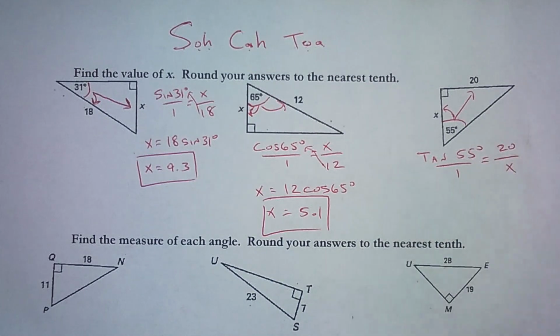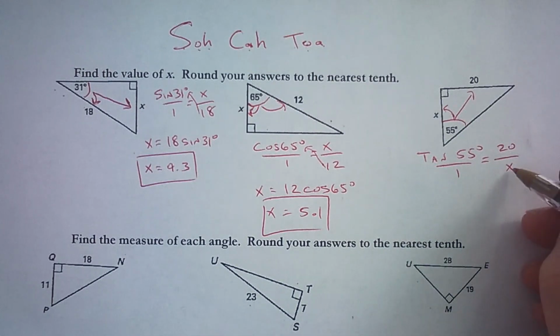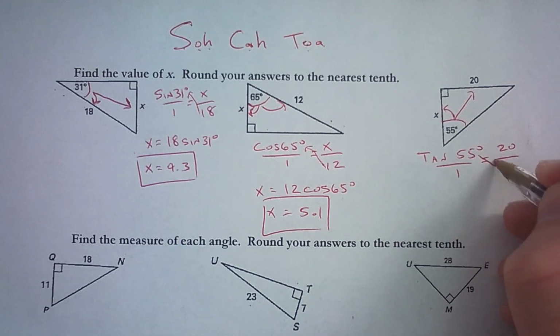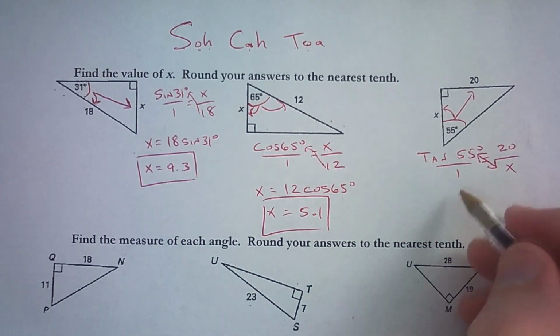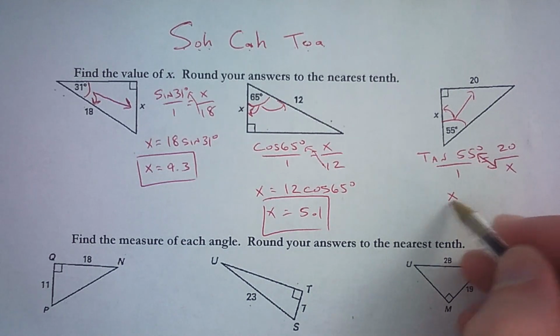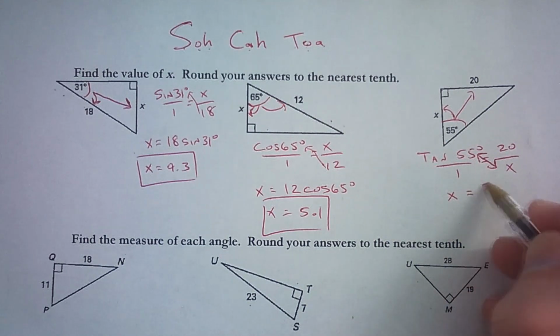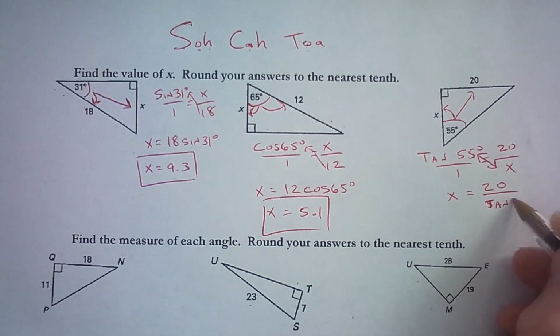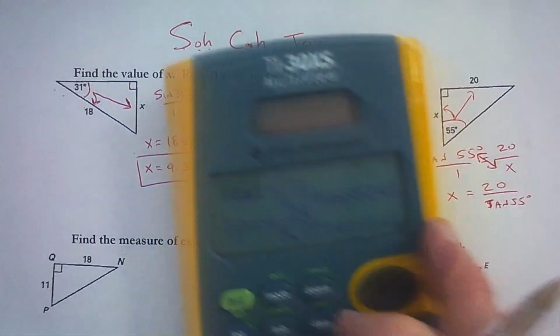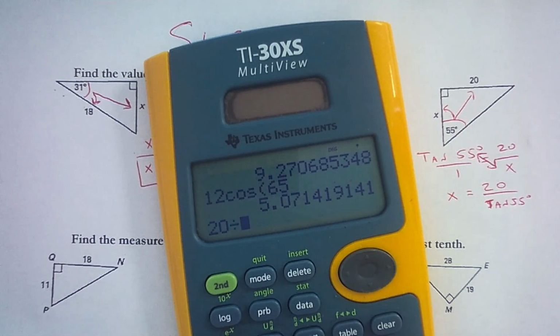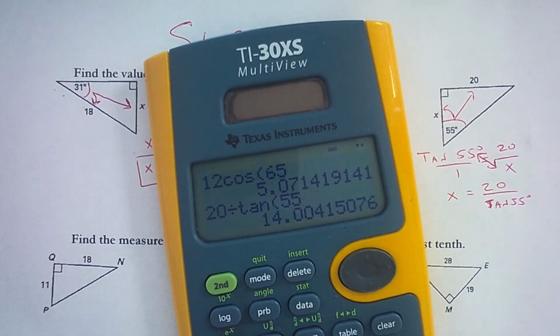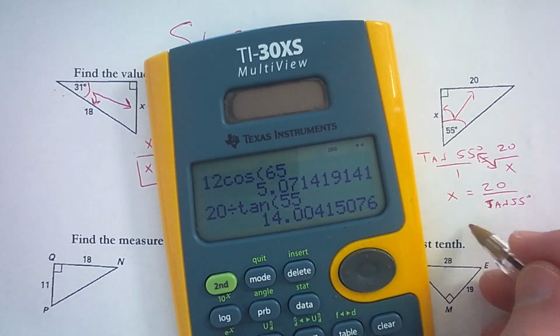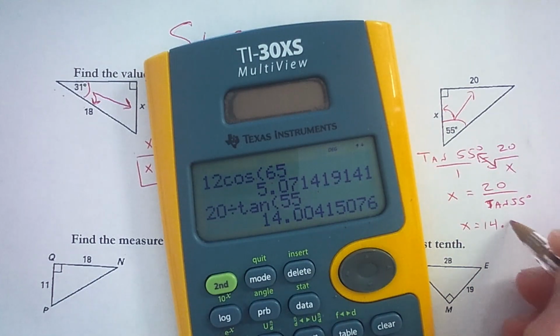20 is to x. Now this time we have a variable in the denominator, so we treat it differently. We solve it by switching diagonally. So we get x is to 1, or just x is 20 over tangent 55 degrees. So 20 divided by tangent 55 is 14.00. So x is 14.0.